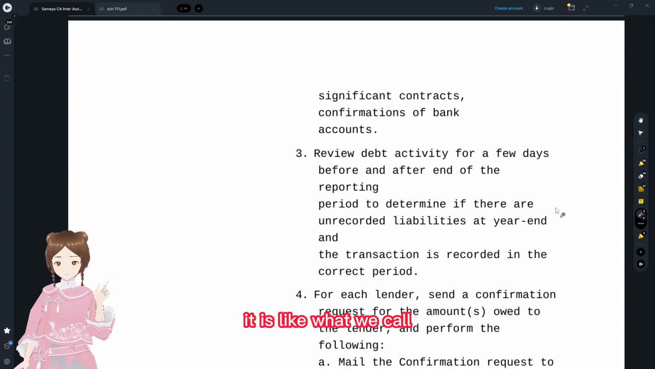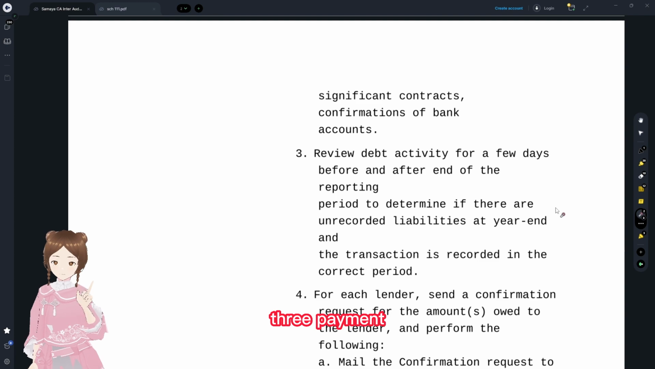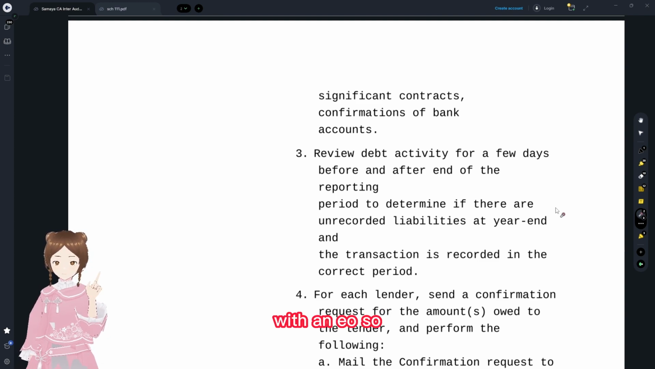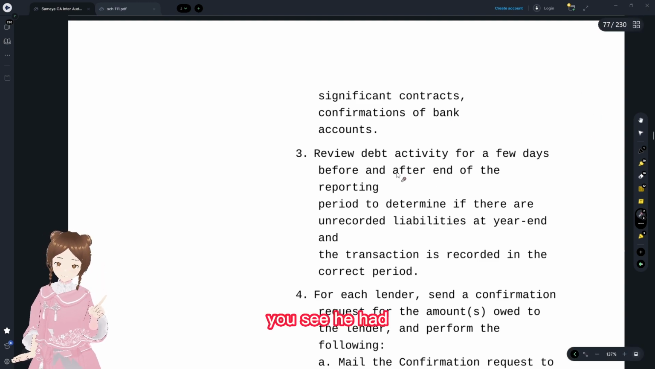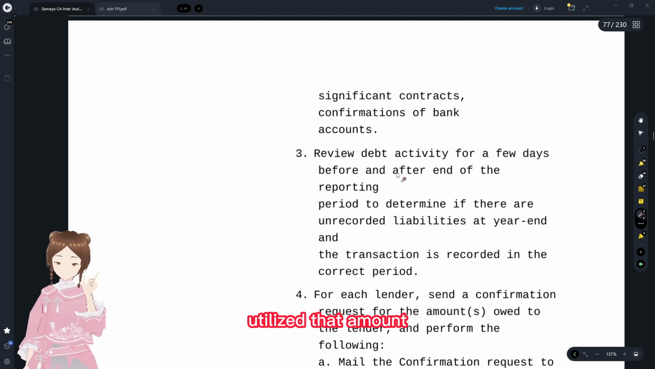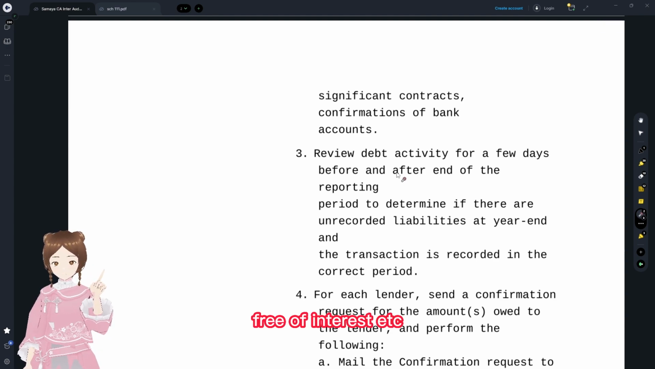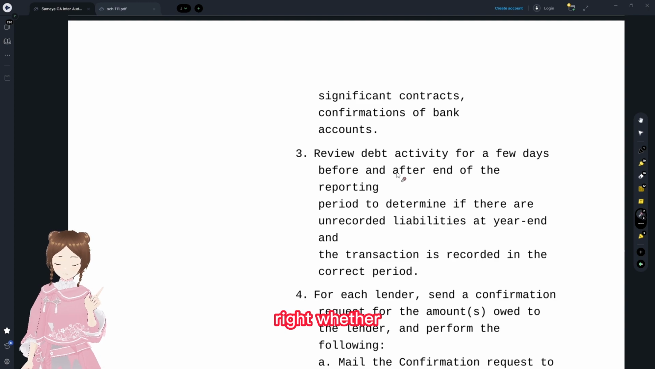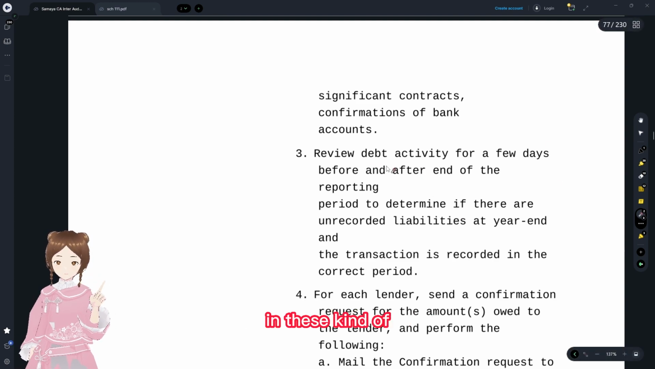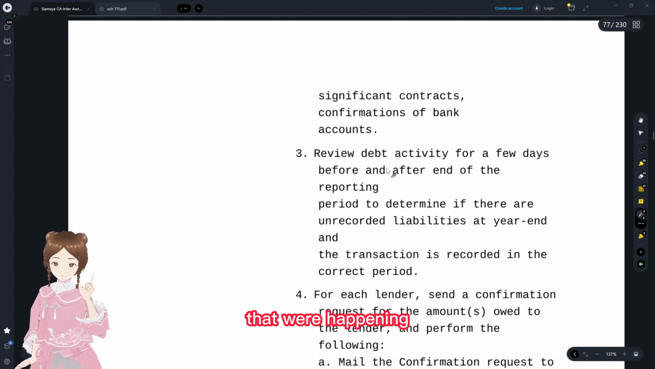It is what we call squaring of loans, that is, repayment within the same year. So you see, he had been utilizing that amount for like 10 months, free of interest, etc., right? So we have to check whether these kinds of debt activities were happening or not.